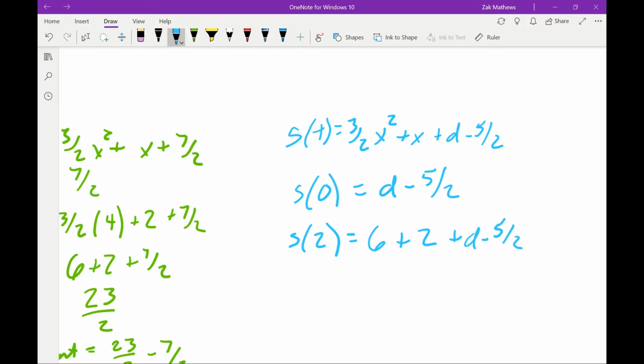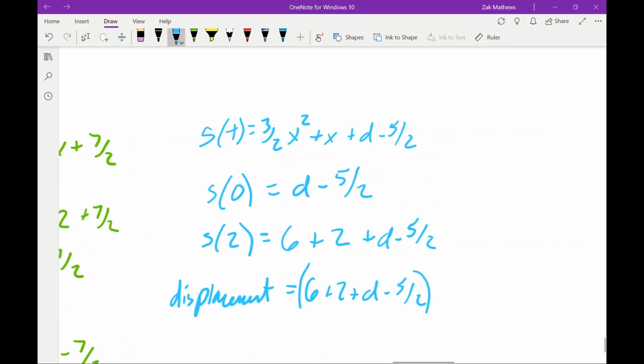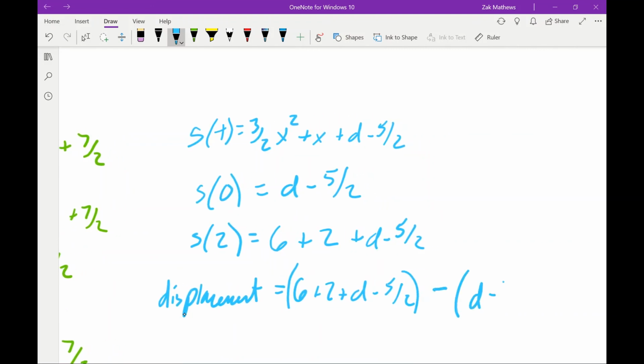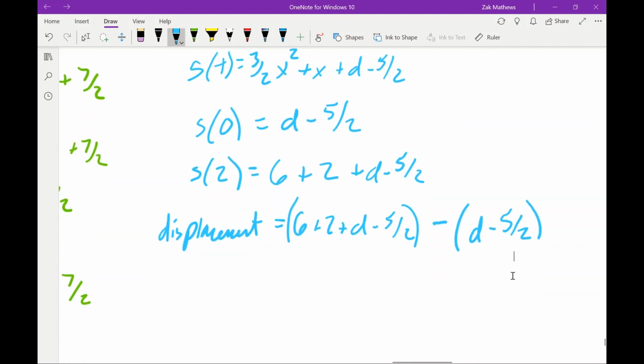And so when we go to find the displacement, we're going to have 6 plus 2 plus d minus 5/2 minus the d minus 5/2. So this time I'm not going to just add it all together because I really can't. The d's make it hard just to kind of add from left to right, but what I do notice is the d minus 5/2 cancels in both cases. I'm left with 6 plus 2, I'm left with 8.